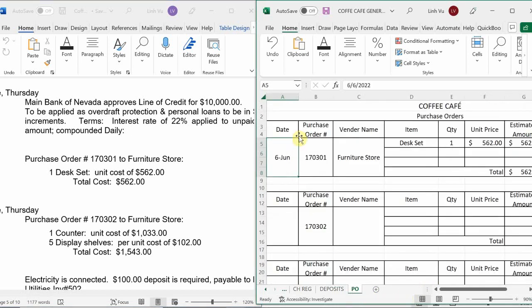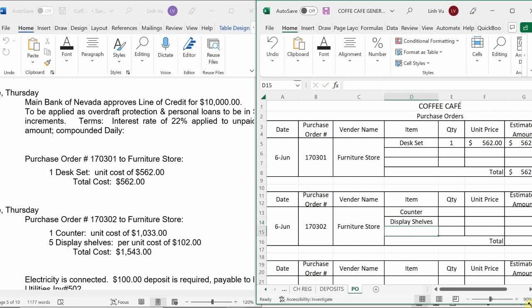Okay, so this is my second purchase order that I requested on the 6th, right? For purchase order number 17302. Who did we purchase this from or order from? In this case, again, Furniture store. Furniture store once again. What did we buy? A counter and display shelves.